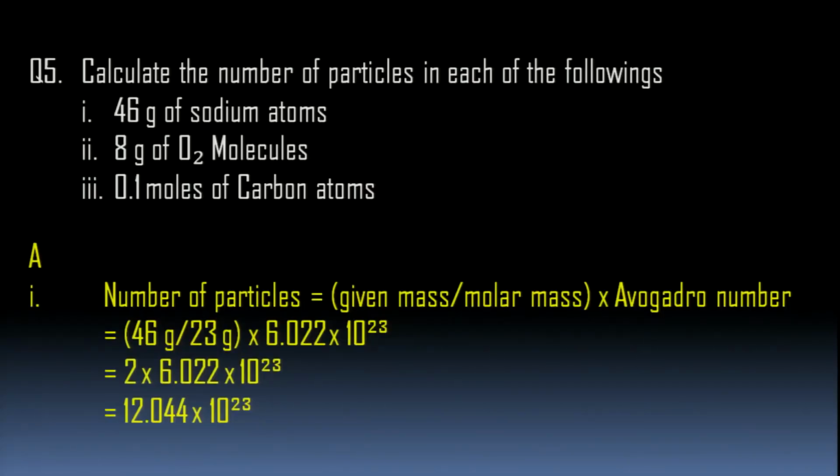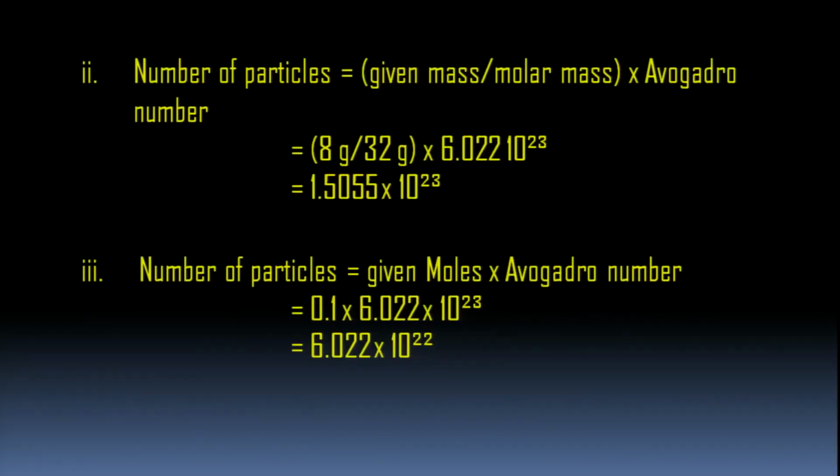Then comes 8 grams of O2 molecule, oxygen molecule. 8 grams of molecules. Same thing. Given mass by molar mass into Avogadro's number. What is the given mass? 8. What is the molar mass of O2? 16 is the atomic mass of oxygen. Okay, molar mass of oxygen 16 grams. 2 atoms of oxygen are there, so it becomes 32 grams.